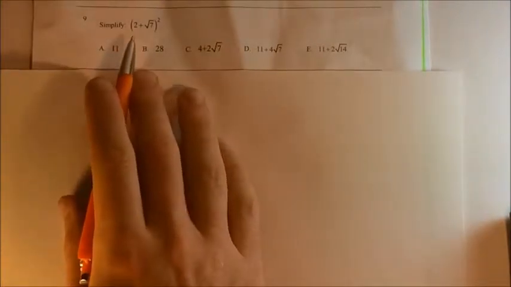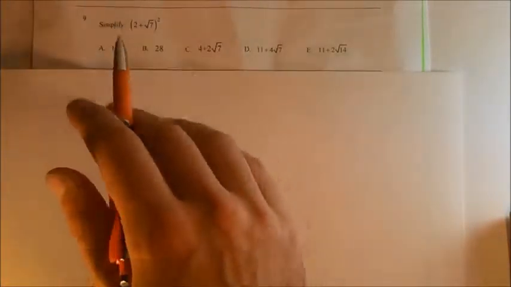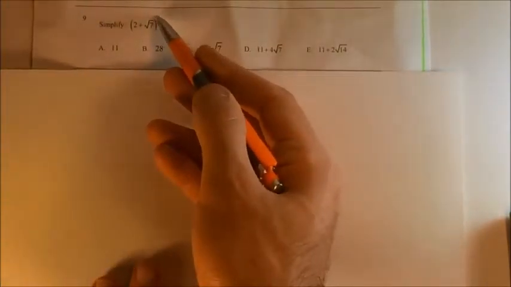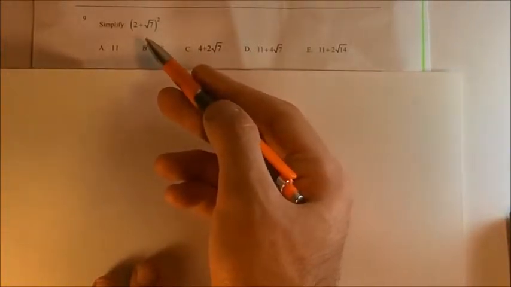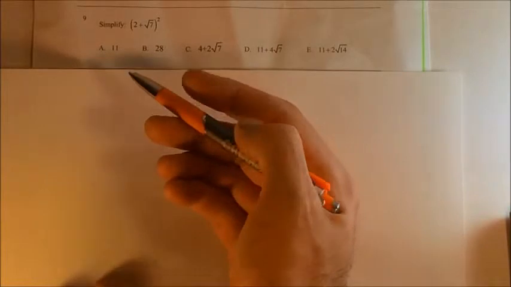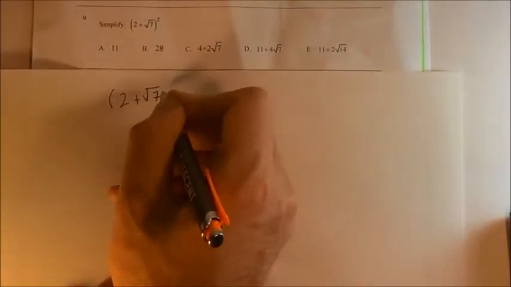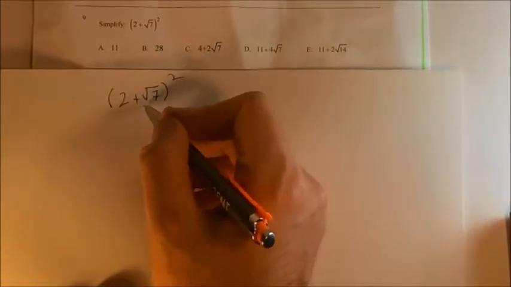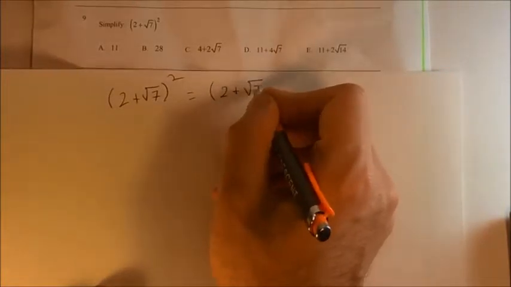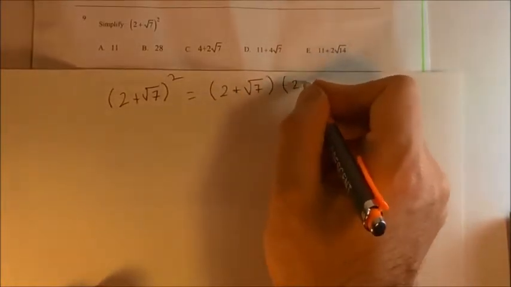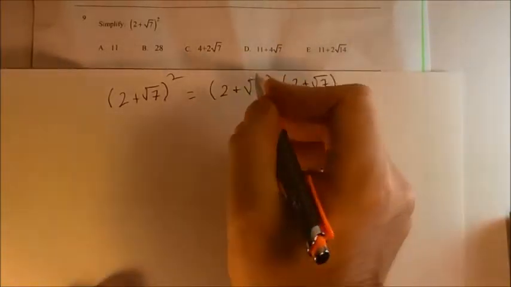Okay, number 9. Simplify (2 plus square root of 7) squared. Now this time you can't just distribute your squared sign onto each of these because we have a plus between. If there's a plus or minus between, you can't just put the exponent onto the things inside. What you need to do is rewrite this as 2 plus square root of 7 times 2 plus square root of 7. Now I can just distribute these.